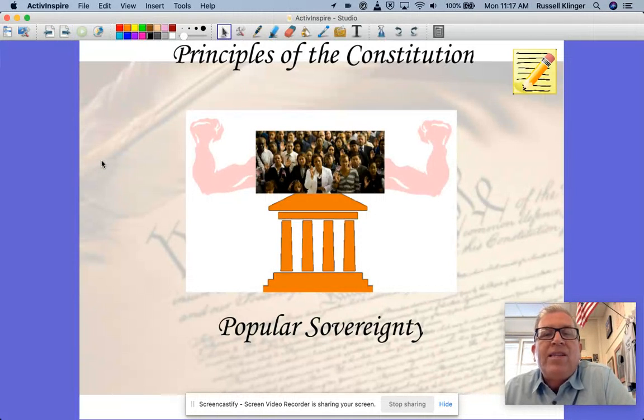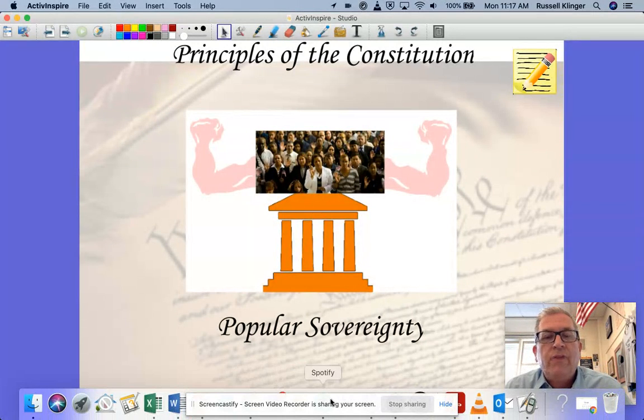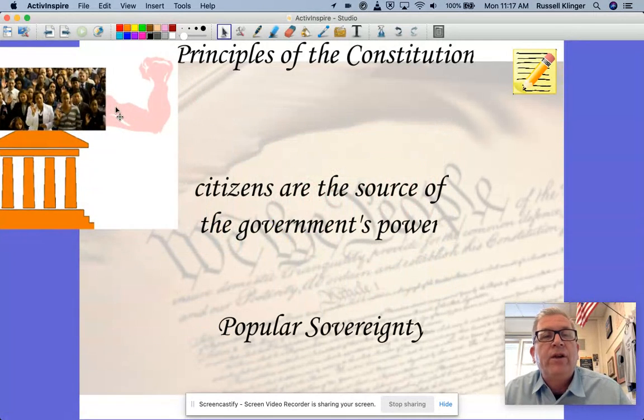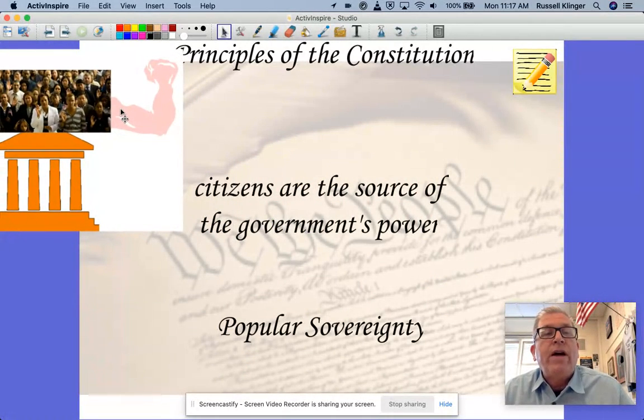There are some basic principles of the Constitution, and one of them that we've identified actually in assignment number 19 is something called popular sovereignty, right? One of the foundations of this document states that citizens are the source of the government's power, that the government is the citizens. It is the citizens who create the government, but it's also the citizens who decide what the government can and cannot do.